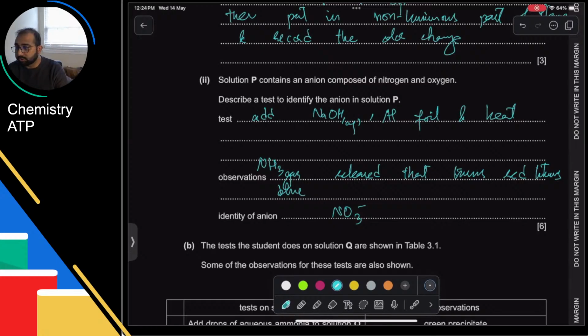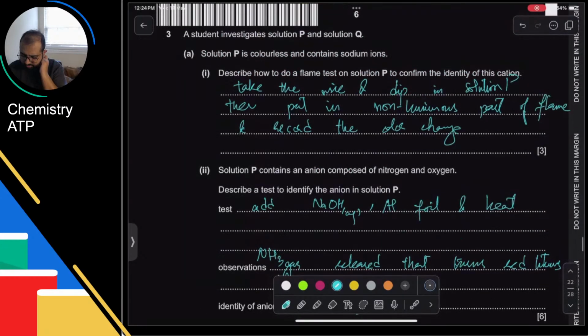Yes, Janvi, what's the question? Dry the crystals. Where do I dry the crystals?